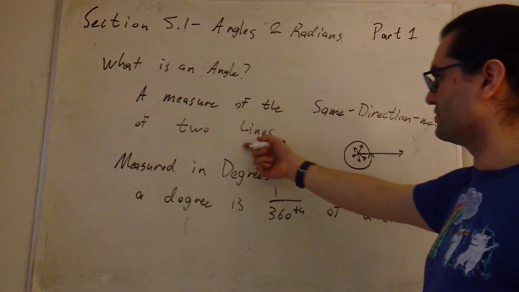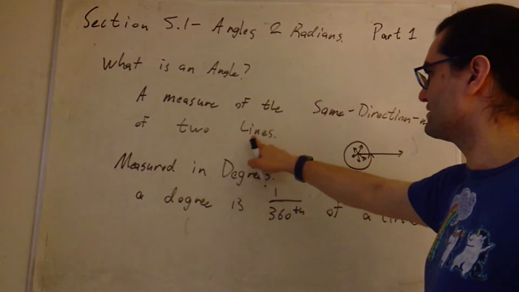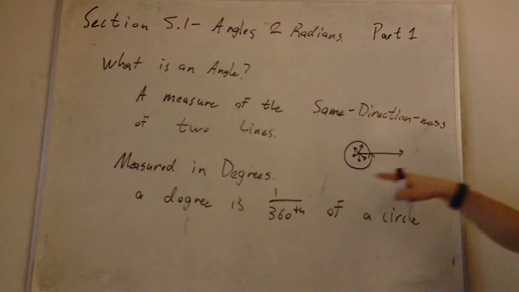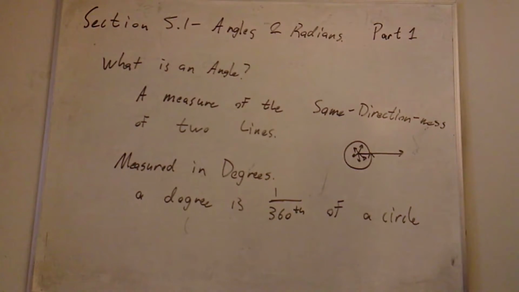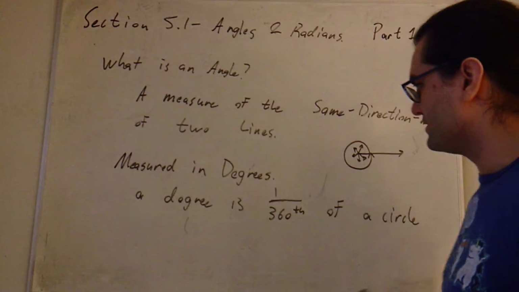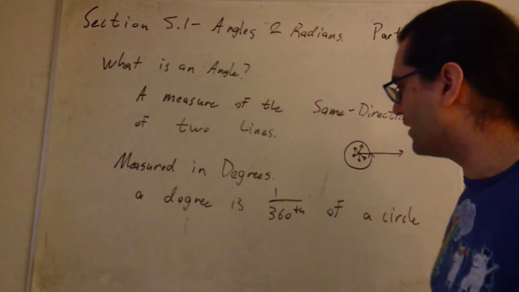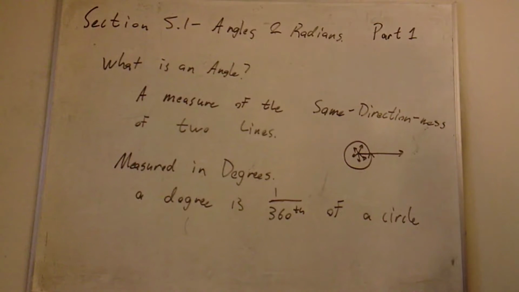I haven't mentioned circles before. We just find this using lines, so I want to make sure everyone knows that they are also connected to circles. Full circle has 360 degrees, which means 1 degree is 1/360th of a circle.